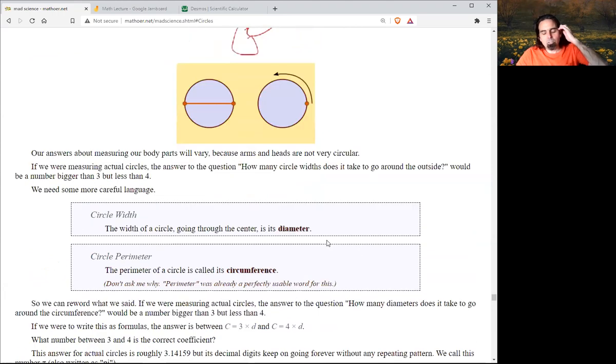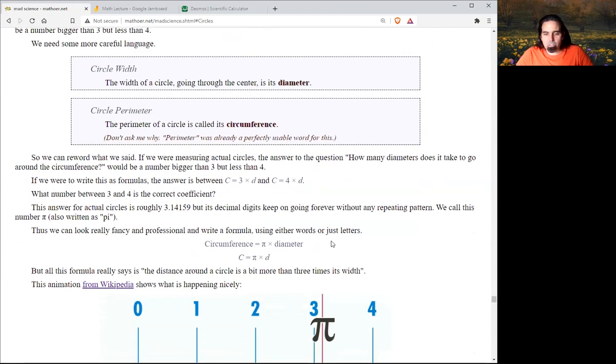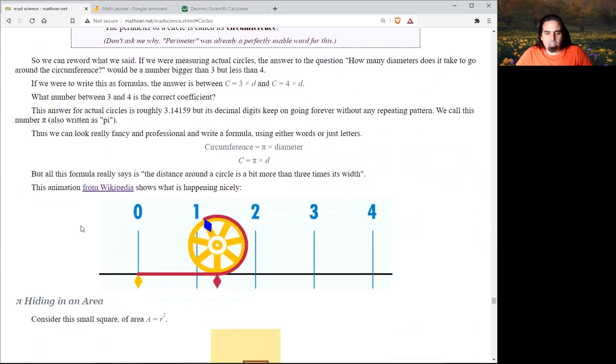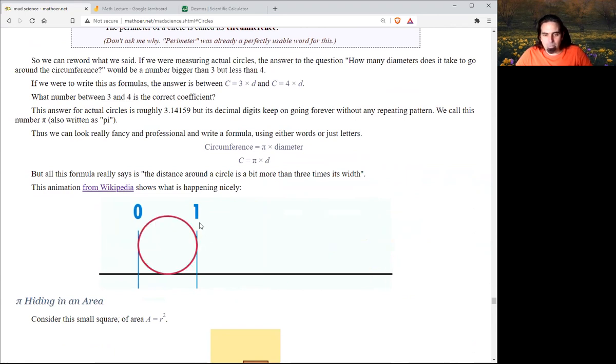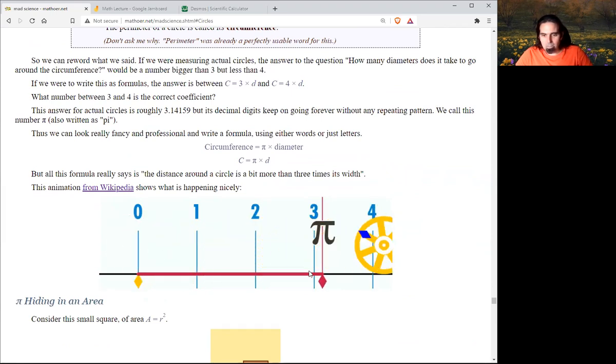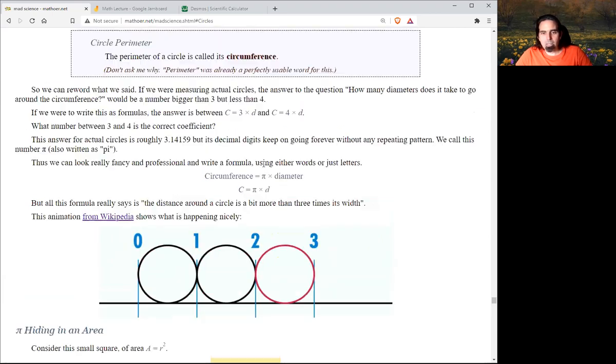And if it was actually circular, which heads and arms are not, then we get this formula that says circumference is pi times diameter. You can see it in this nice animation from Wikipedia that there's a circle and the distance across it needs 3 and a little bit of those. So there's the distance across from 0 to 1, and it takes 3 of those and a little more. So pi is just the name of that.